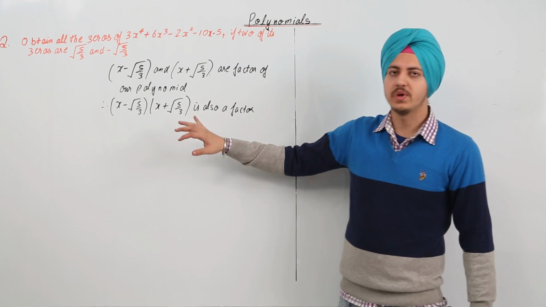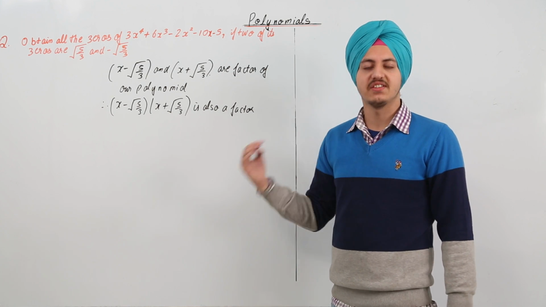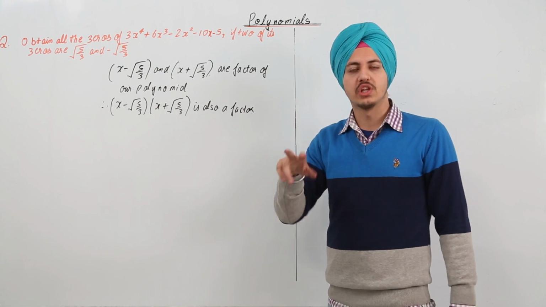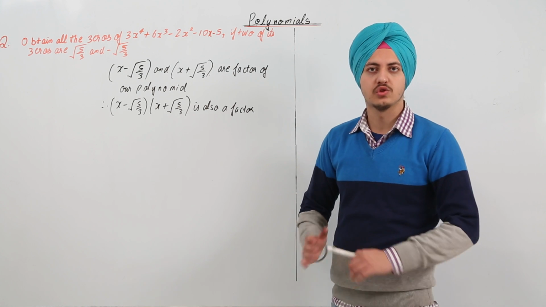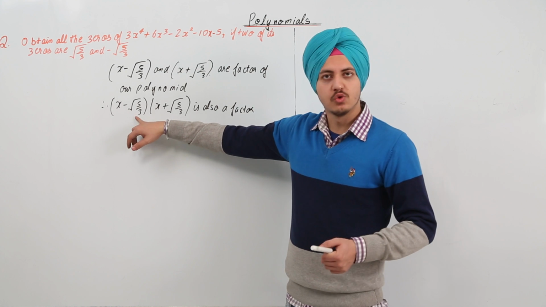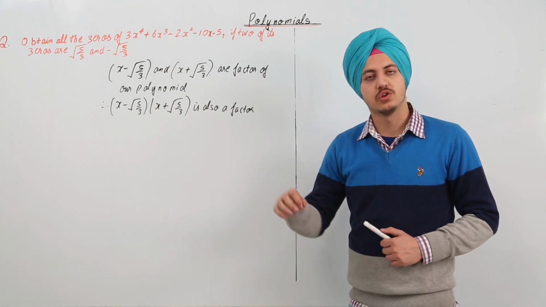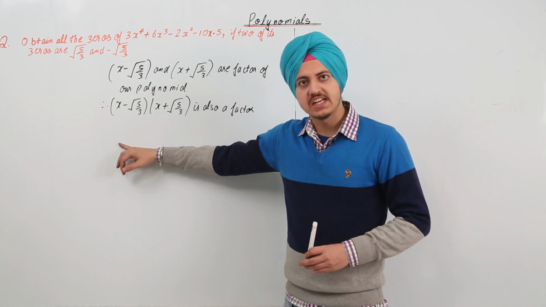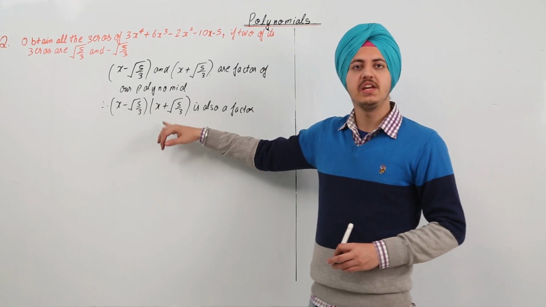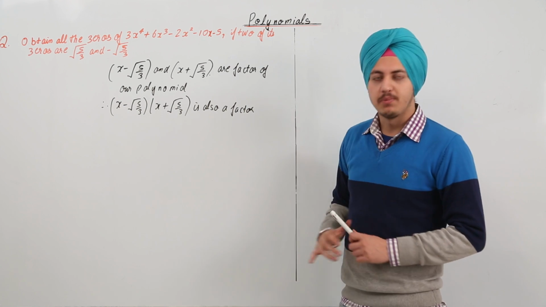Did you understand this? Very easy to understand, correct? If 2 is a factor of 12 and 3 is a factor of 12, then 2 into 3, 6, is also a factor of 12. So this is the same. If x - √(5/3) is a factor of that polynomial, and x + √(5/3) is also a factor of that polynomial, then (x - √(5/3))(x + √(5/3)) is also a factor of that polynomial.